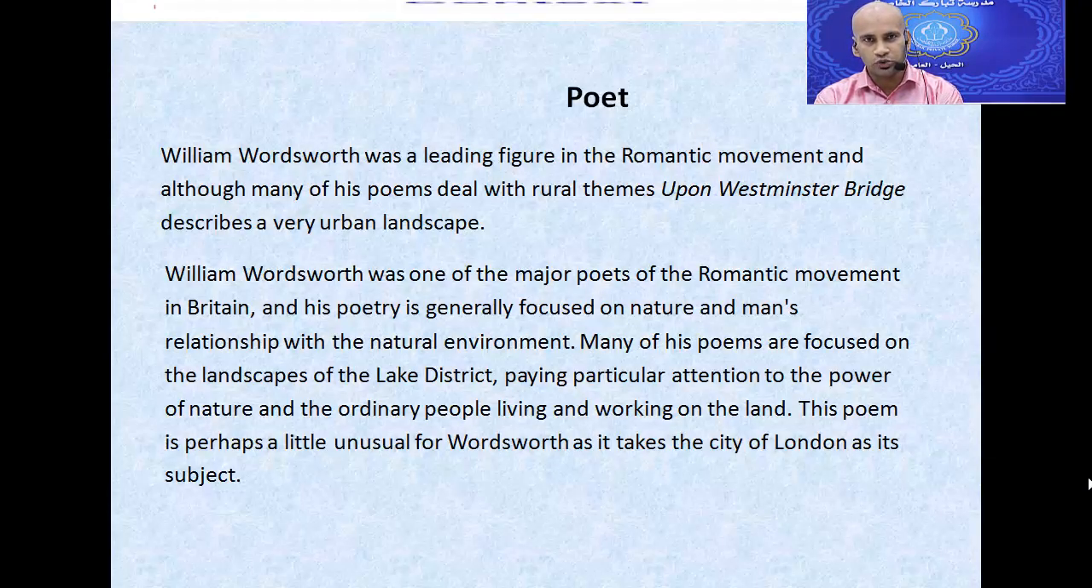First of all, you know William Wordsworth. William Wordsworth was a leading figure in the Romantic movement, although many of his poems deal with rural themes. Upon Westminster Bridge describes a very urban landscape. This is one such poem that talks about the beauty of the city. Most of his poems talk about the beauty of the village where he lived, named Lake District. But this poem is a very different one, which talks about the beauty of London.